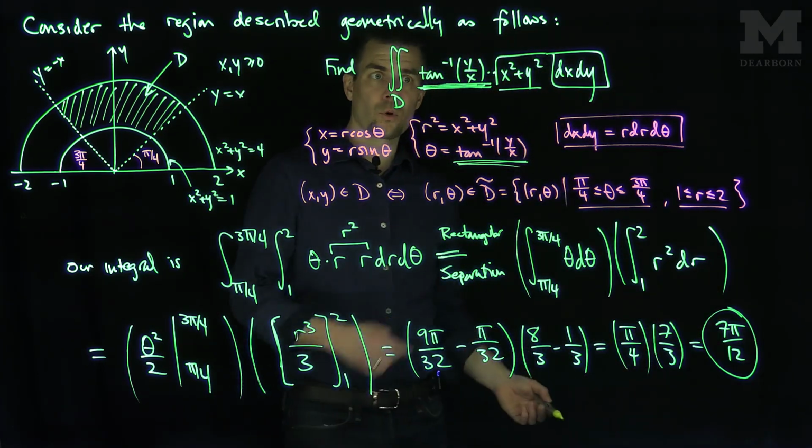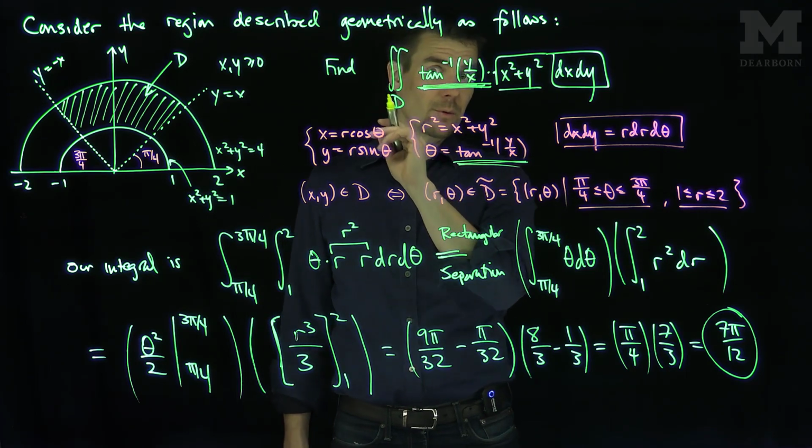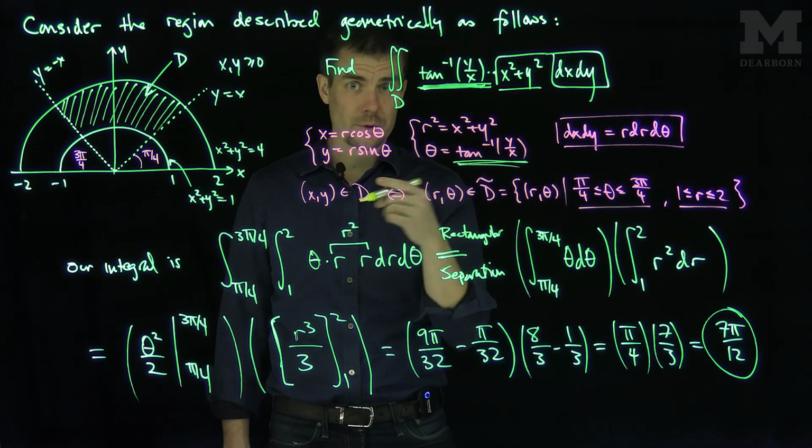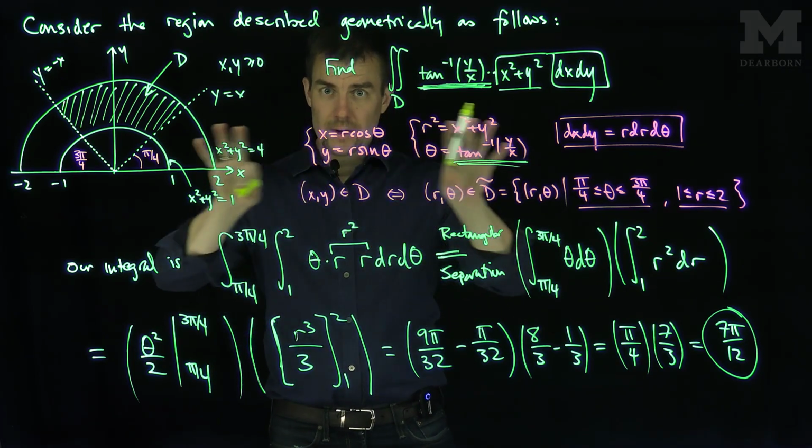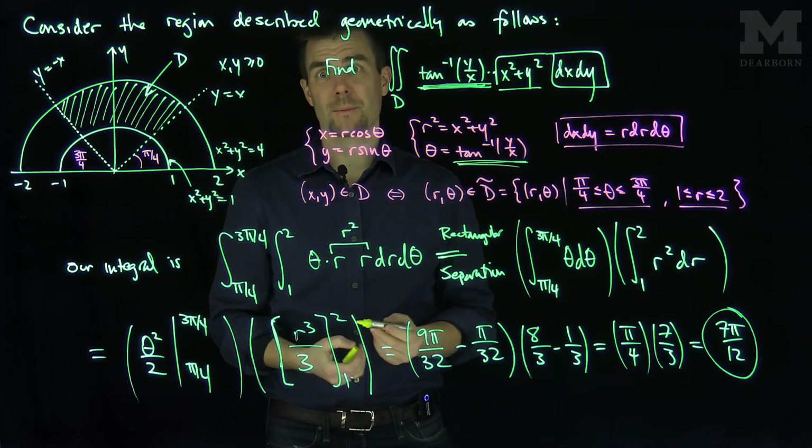So by turning the problem into polar coordinates, we didn't have to deal with this messy integral over here, which would have involved a lot of crazy substitutions. We can just simply change the problem into polar coordinates, and then it basically turns into a rectangular separation problem where the integration is very easy to compute.